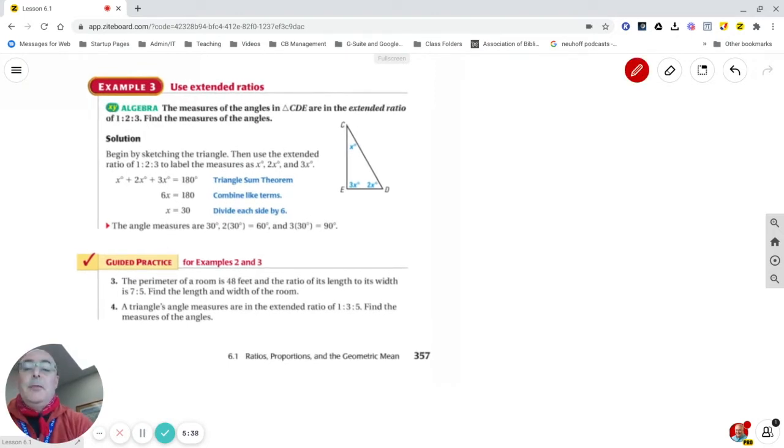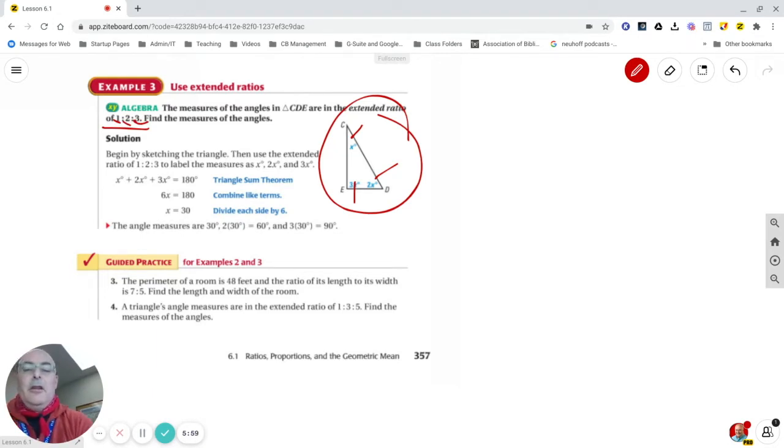The same concept we can apply now in what is called an extended ratio. Basically, we're looking at a ratio of three different things to each other. In this case, we're looking at the ratio of angles within a triangle. So we have 1x, 2x, 3x, 1 to 2 to 3.